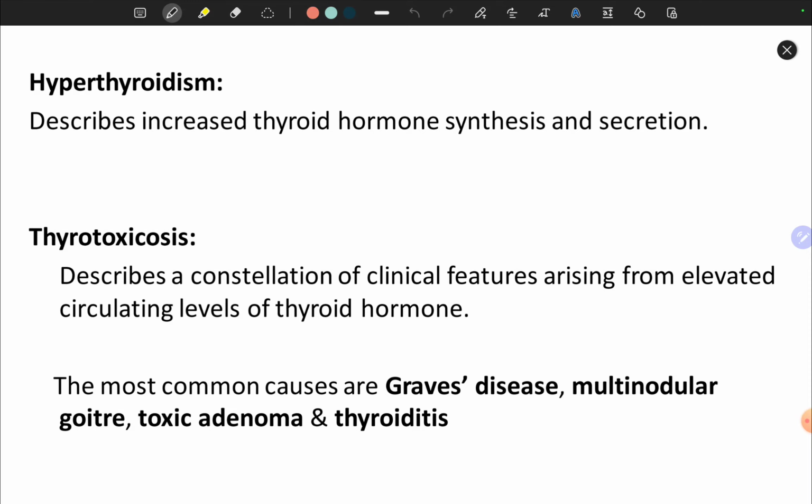Then you search for the cause. Is it Graves? Is it thyroiditis? Is it multinodular or single toxic nodular goiter?